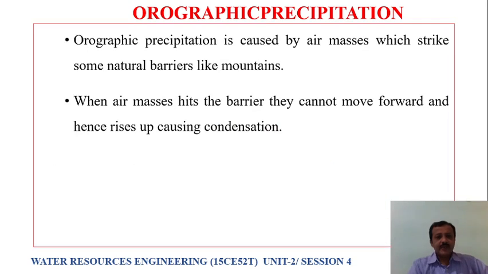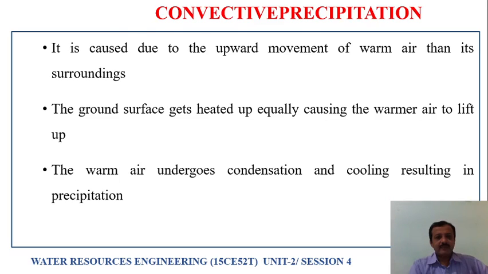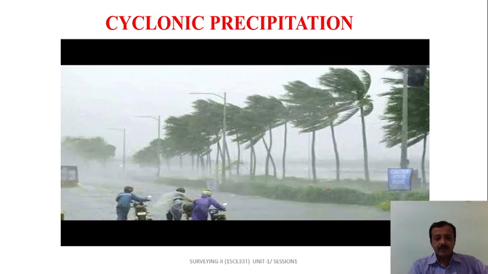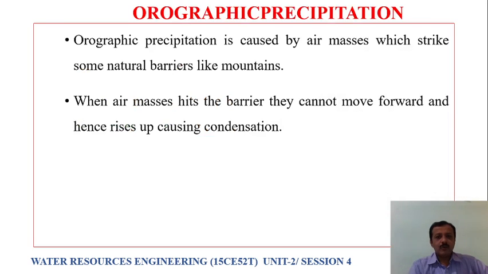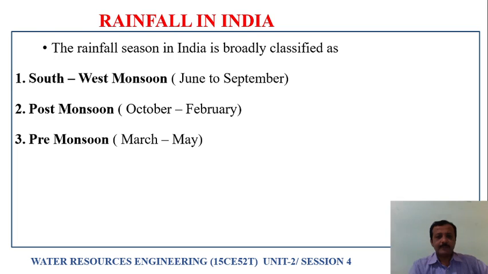These are the three types of rainfall. Which are the three types of rainfall? One is called cyclonic precipitation, convective precipitation, right, and orographic precipitation. These are the three types of precipitation.